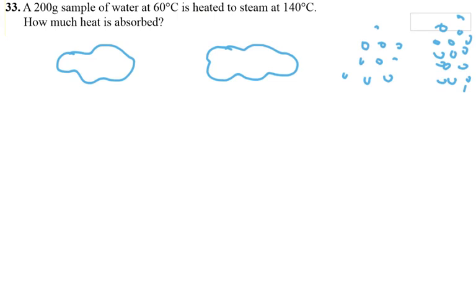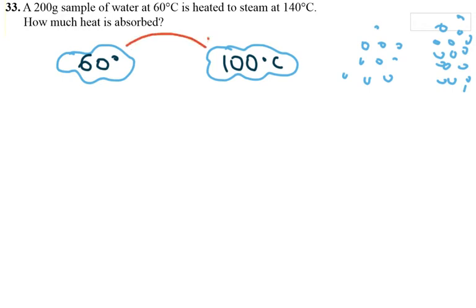In this question, they give you 200 grams of water at 60 degrees Celsius. So I know the water is already at 60 degrees Celsius. And they want you to bring it to a steam of 140 degrees Celsius. So at first I need to bring the water to the boiling point, which is 100 degrees Celsius. Then I'm going to vaporize it. So let's look at the processes.